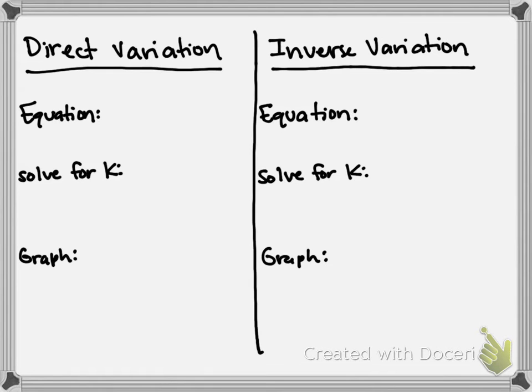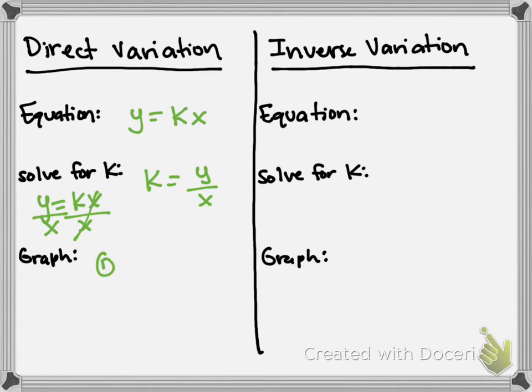All right, let's see if we can remember the difference between direct and inverse variation. So, first of all, let's start with our equations. Our direct variation equation: y equals kx. Can I solve this for k? Sure I can. I'm going to divide both sides by x. So k equals y over x. What does my graph look like? Two things have to be true. One, it goes through the origin. And two, it is a straight line.